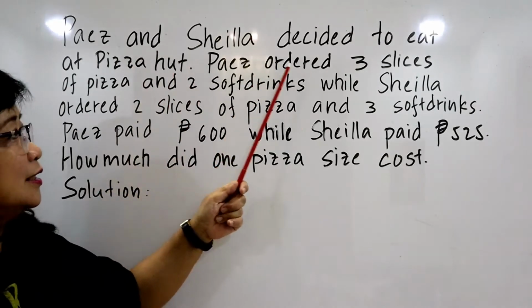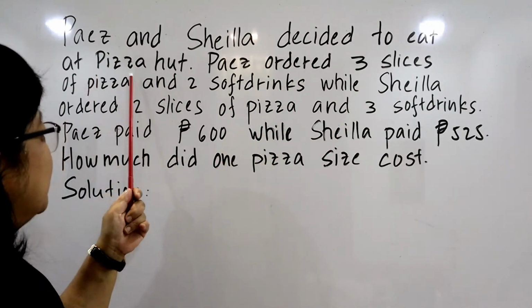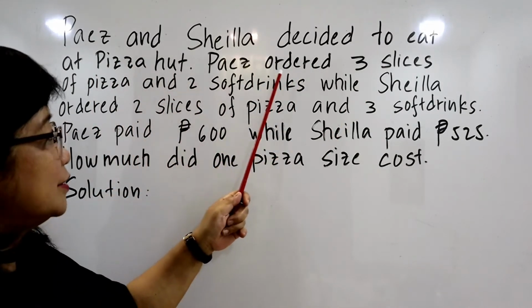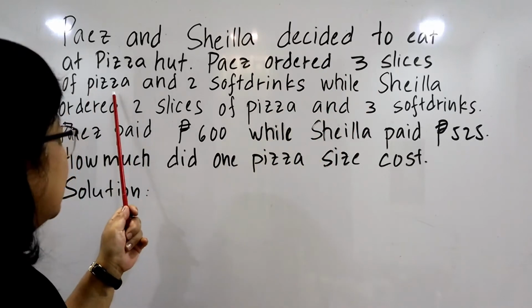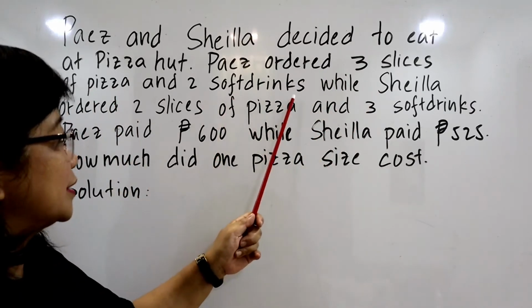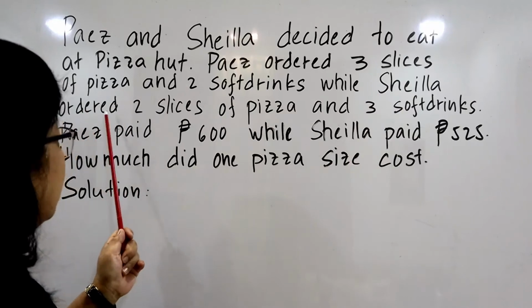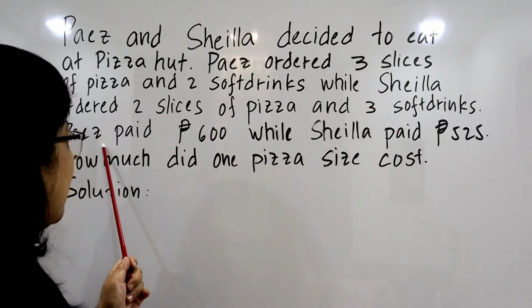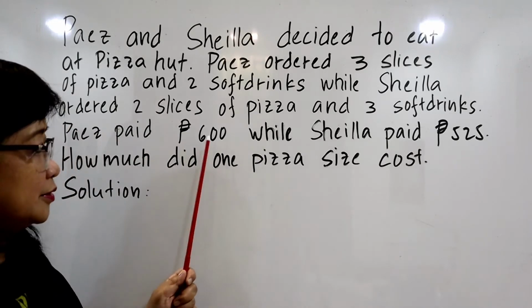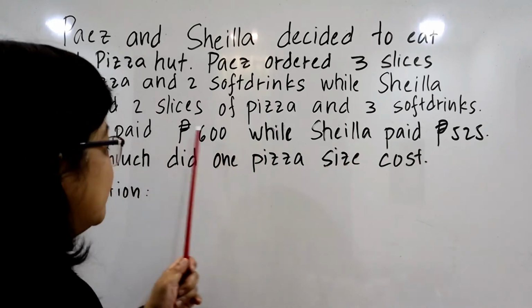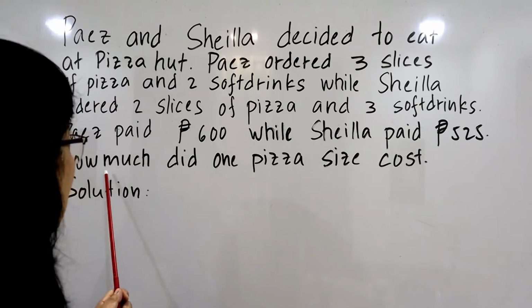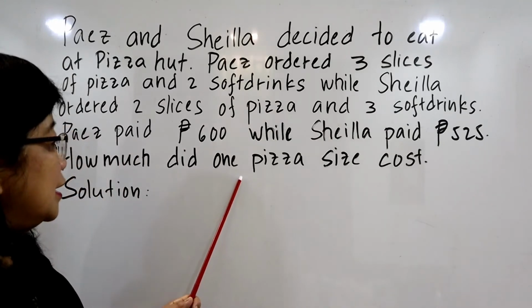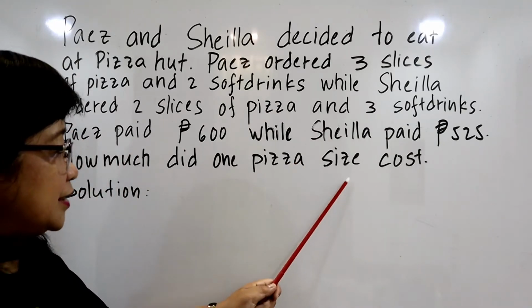Pais and Sheila decided to eat at Pizza Hut. Pais ordered 3 slices of pizza and 2 soft drinks, while Sheila ordered 2 slices of pizza and 3 soft drinks. Pais paid 600 pesos, while Sheila paid 525 pesos. How much did one pizza slice cost?